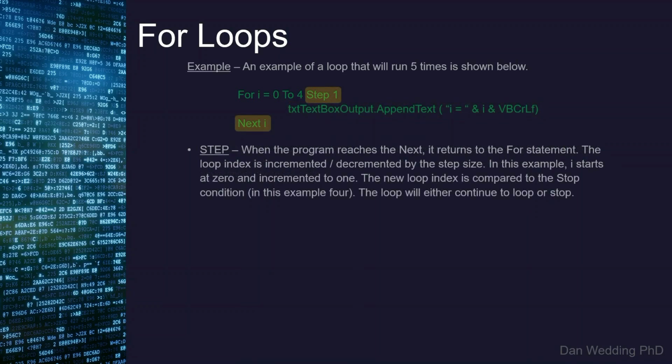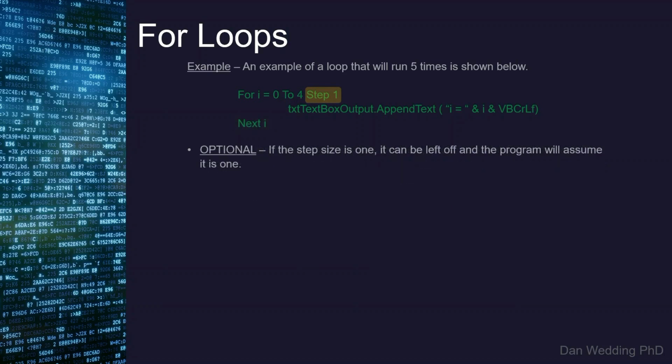When the program reaches the next, it returns to the for statement. The loop index is incremented or decremented by the step size. In this example, I starts at 0 and is incremented to 1. The new loop index is compared to the stop condition. In this example, 4. The loop will either continue to loop or stop.